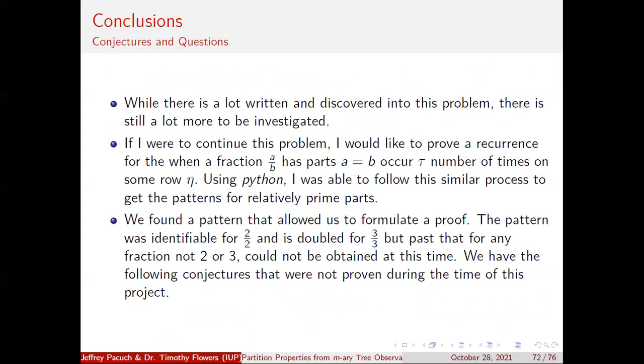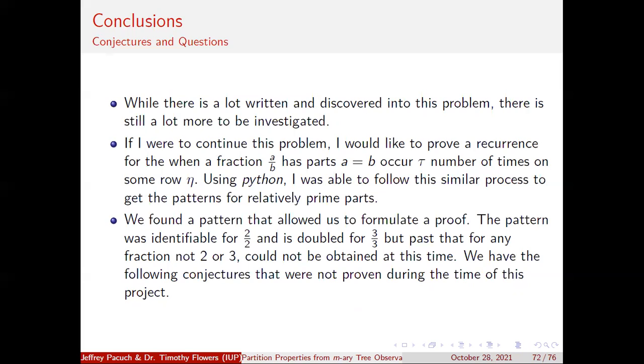So one thing that I was able to find, but not prove, was my second bullet point. Let's say I have some fraction A over B, where A is equal to B. I want to find the number of times that that fraction will occur on some row R. I have the recurrence in the next 2 slides, not on here. But if I have the fraction 2 over 2, I can find the number of times that it'll occur. And it wasn't actually easy to see a pattern to formulate as a proof.